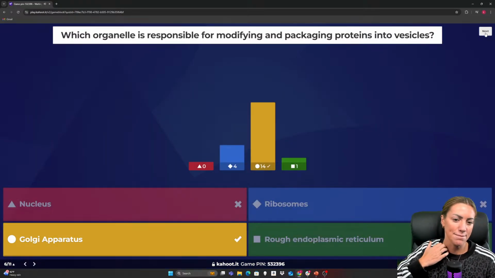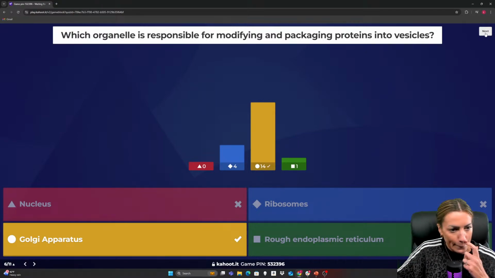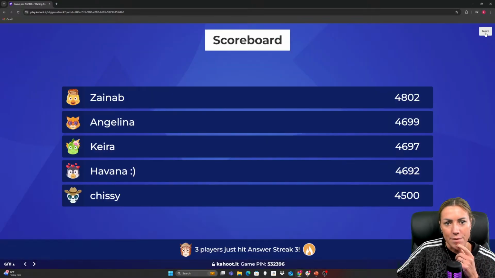Yeah, Golgi body modifies proteins and then packages proteins into vesicles. Ribosomes synthesize proteins. Rough ER synthesizes proteins because it has ribosomes on its surface. Then it transports them and then packages them into vesicles.